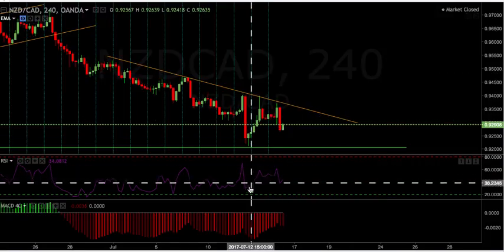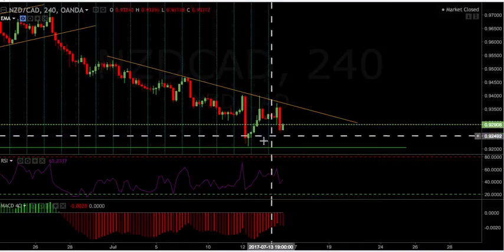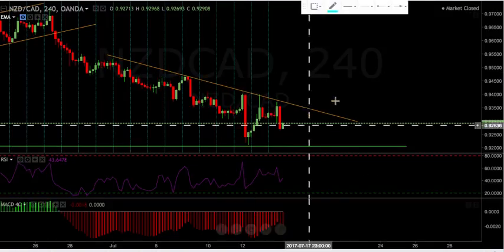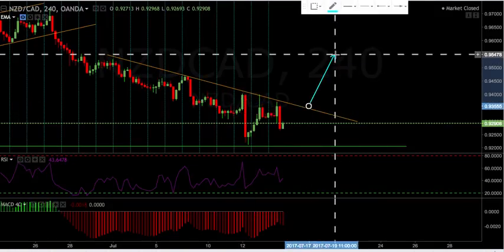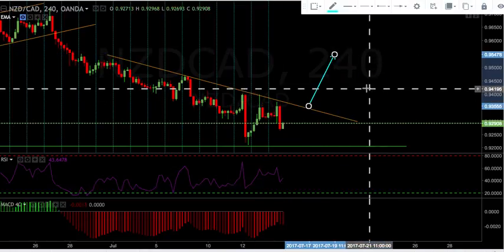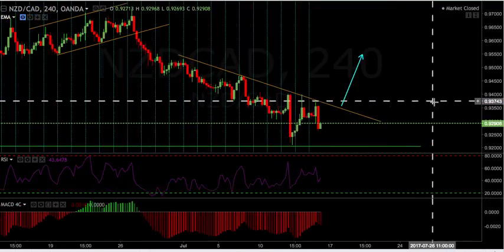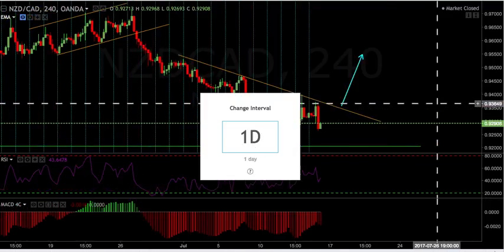So what we're looking for right now, price is on the rise. We're looking for price to continue north. I wouldn't look to do anything with this pair until price breaks this trend line. All right, let's go to our next pair.